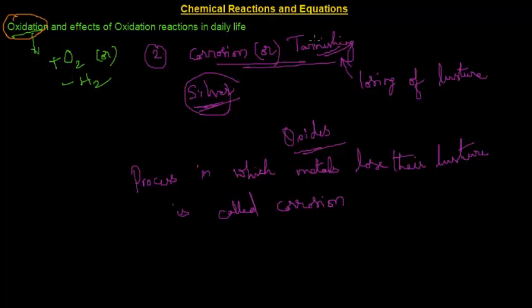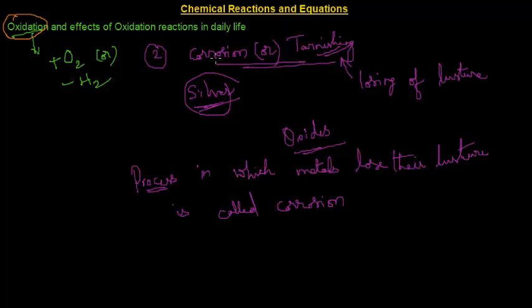I have written either you can indicate it as tarnishing or it is corrosion, but both of them are not the same. Corrosion is the process in which the tarnishing is being done. Luster being lost is known as tarnishing. The process in which it is being lost is called corrosion. So I hope you understood the difference between corrosion and tarnishing.